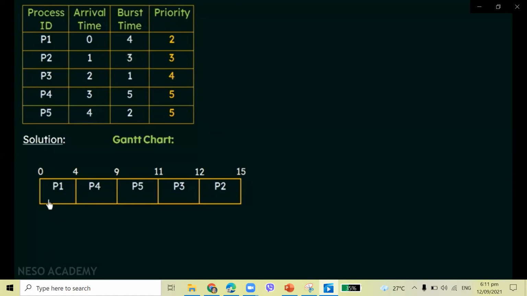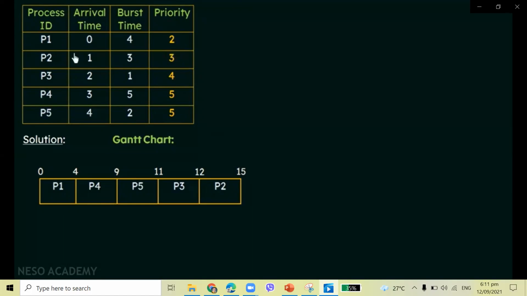And then no processes will disturb P1 until and unless it completes its execution, because this is a non-preemptive priority scheduling. And also the priority of P1 is 2. So since there were no other processes at that time, we don't have to worry about the priority for this case.